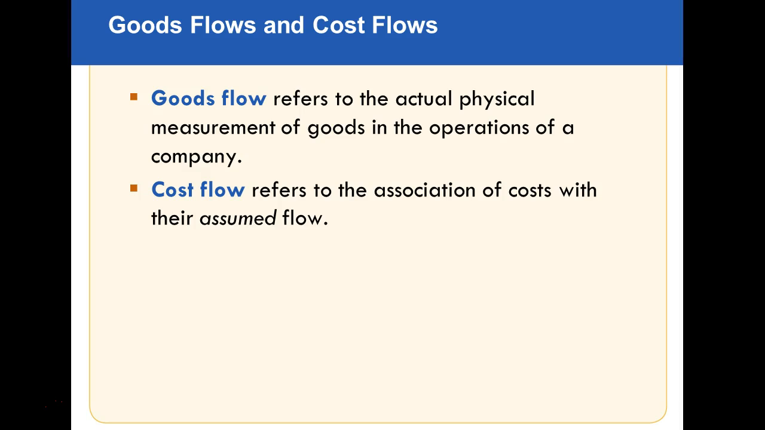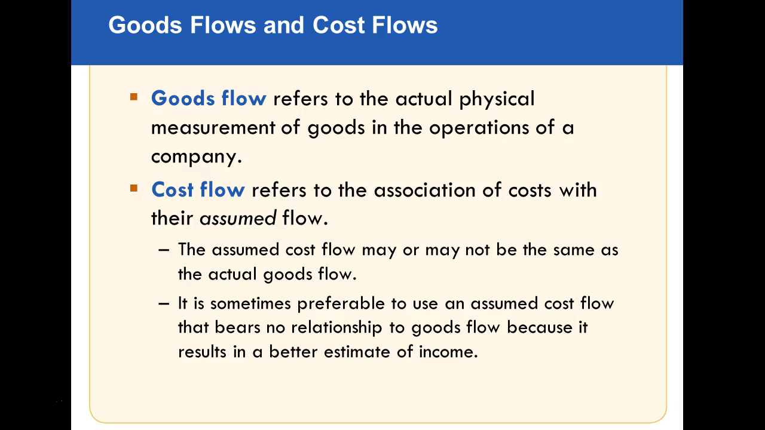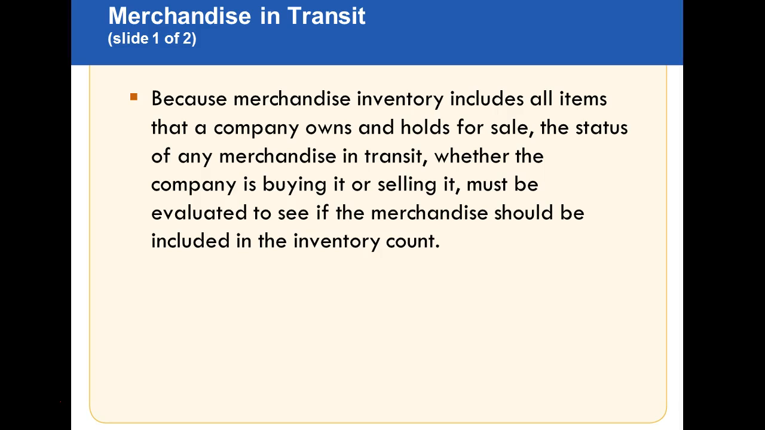Is the oldest piece of wood that we paid $3 a square foot for what we're going to show to be used in our cost of goods sold, or is that still sitting in our ending inventory? We care more about cost flow than we do goods flow. The assumed cost flow may or may not be the same as the actual goods flow. Sometimes it's preferable to use an assumed cost flow that doesn't bear any relationship to the goods that we used, because we might get better results of how our income really looks.